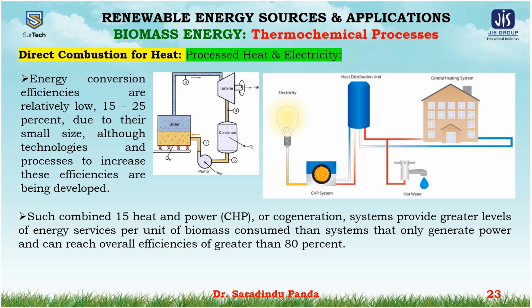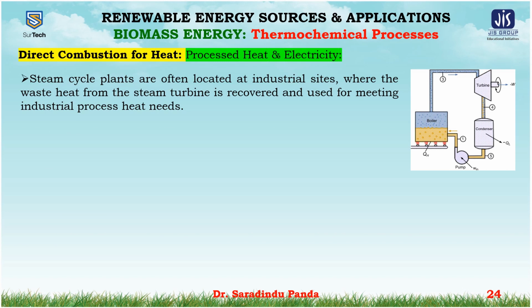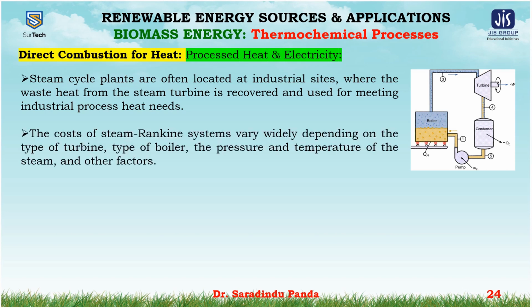The CHP, that is called cogeneration, is described in the figure. Steam cycle plants are often located at industrial sites where the waste heat from the steam turbine is recovered and used for meeting the industrial process heat needs. The cost of the steam Rankine systems varies widely depending on the type of the turbine, type of the boiler, the pressure and the temperature of the steam and other factors.